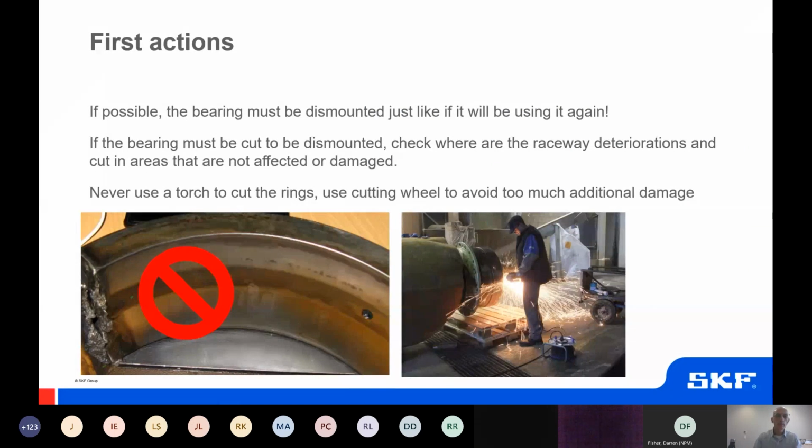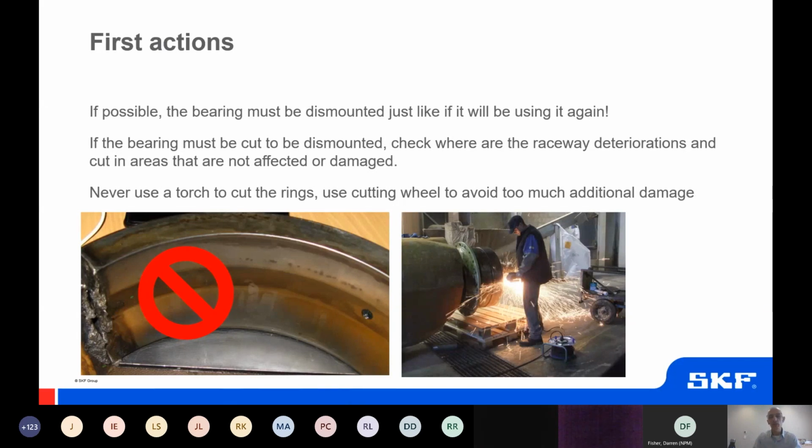And ideally, the bearing should be dismounted as carefully as it was mounted. We know it's not always possible. And probably the main reason why that is not always possible is because the machine has not been designed for proper dismounting. So sometimes the machine design considers only the assembly, but not the disassembly.